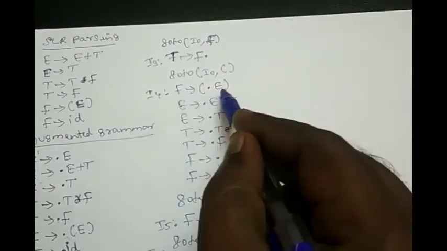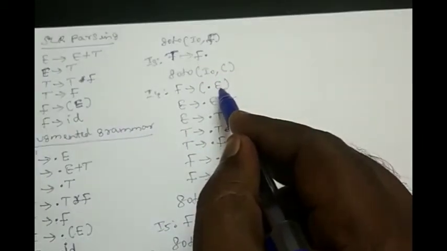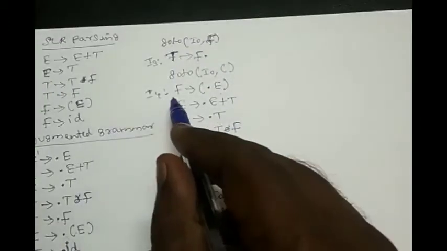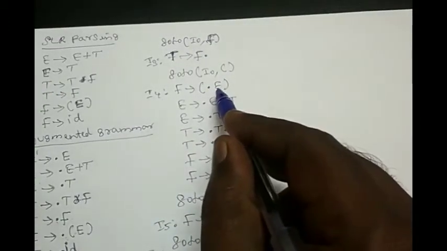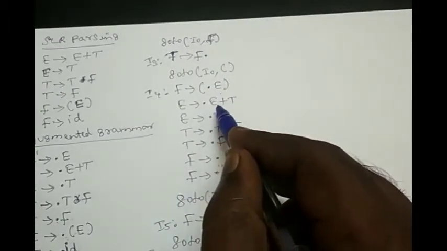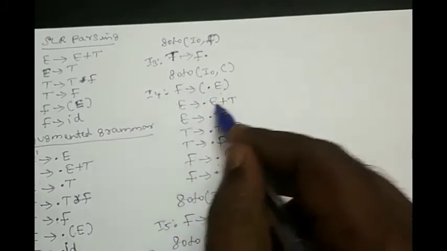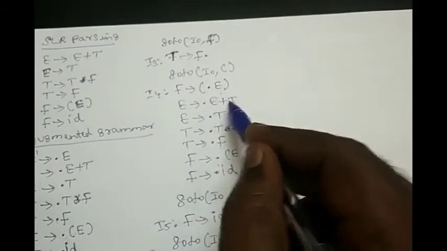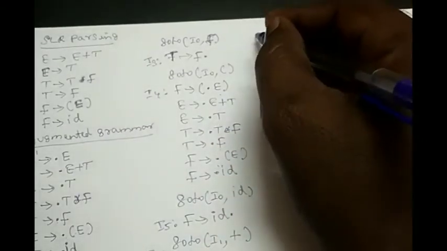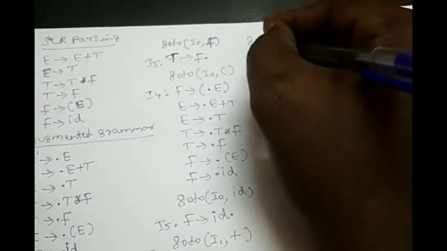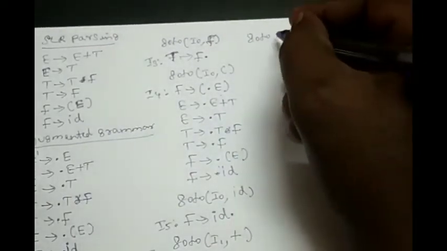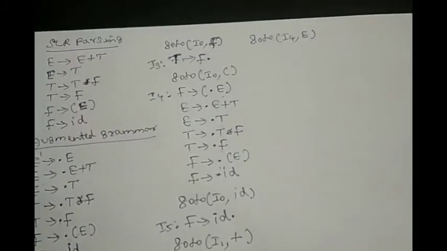Come to item set 4 here. When you take up this item set 4, dot is before E here, and here also dot is before E. So when you take it up, we have to take these two productions into account because dot is before both E's here. So both the productions have to be taken into account. Now I just write it as go to of item set 4 comma E.